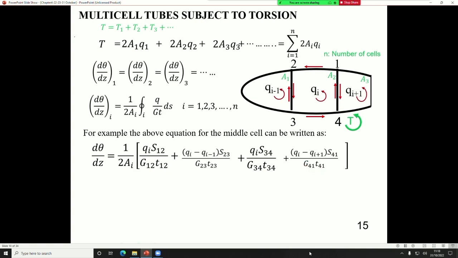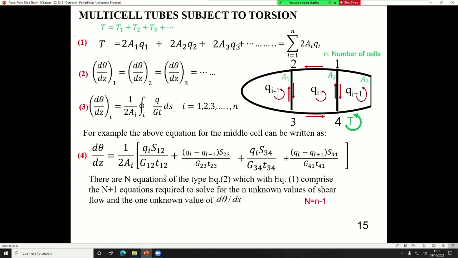Any questions in regard to what I've written here for you? Once I write this for all the cells, using this compatibility equation, I can find all the unknowns.